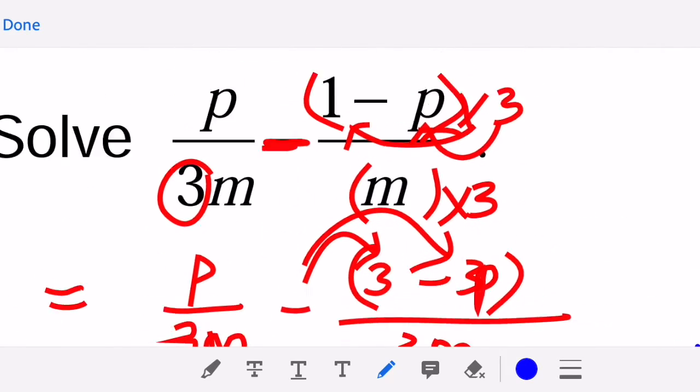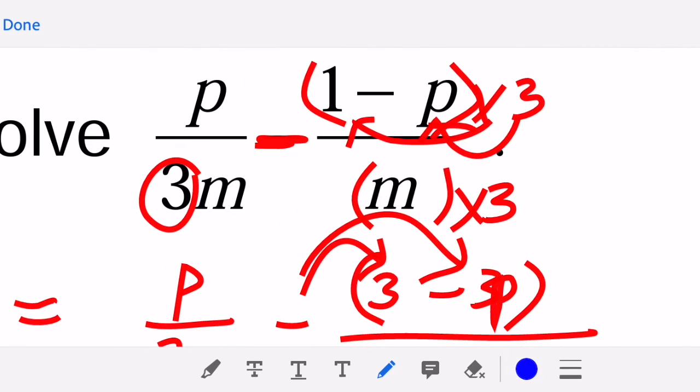Again, first thing, you must make the denominator the same, right? Denominator the same, times 3. Make sure you put bracket. No bracket, you no need to do, surely everything wrong. Okay, after that, you must multiply the 3 inside.